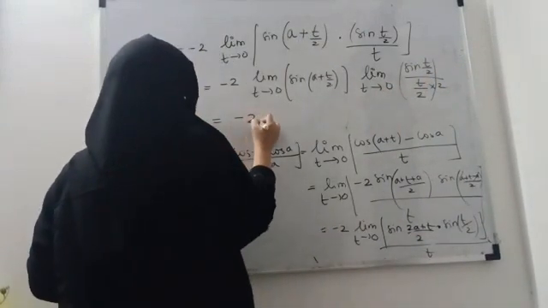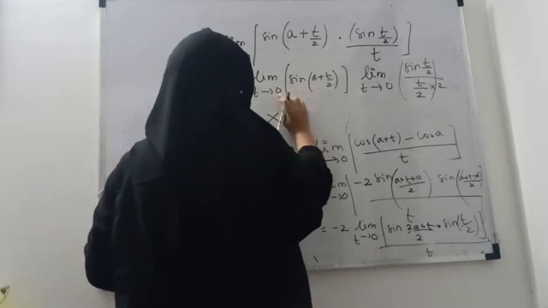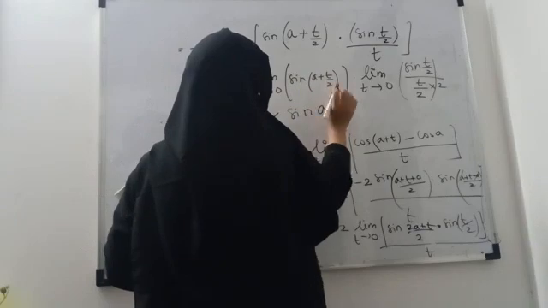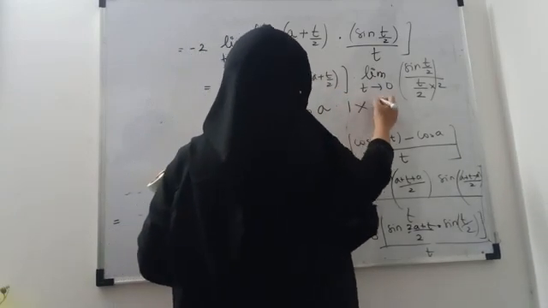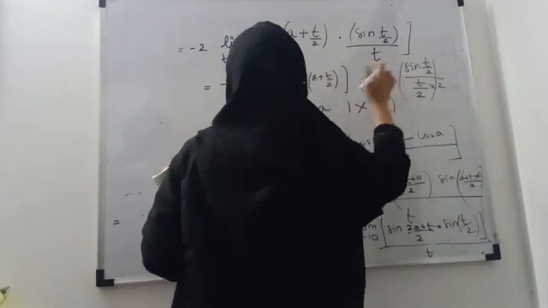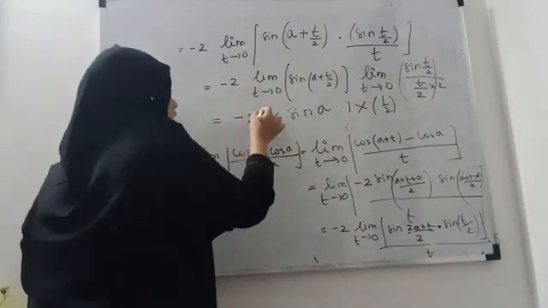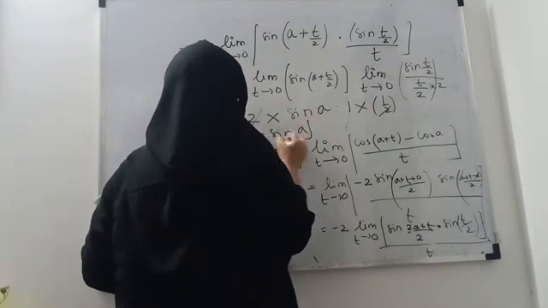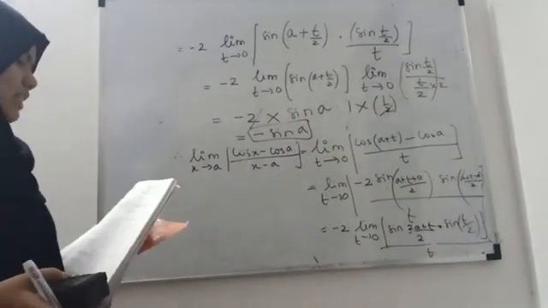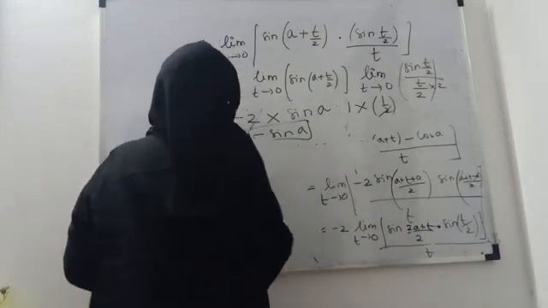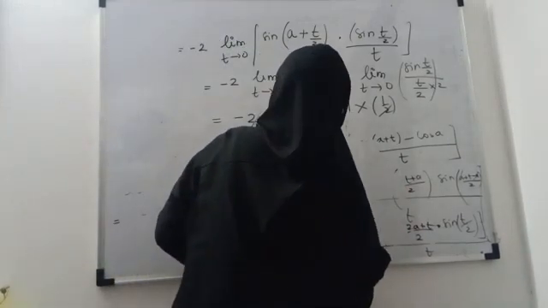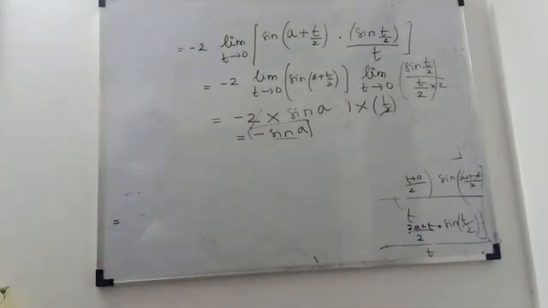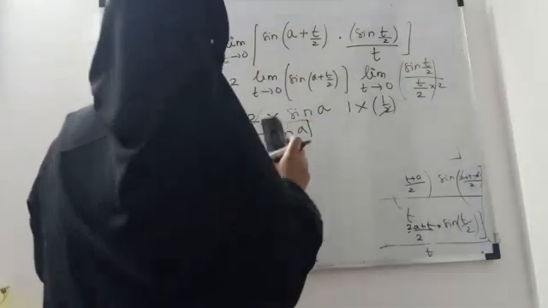So minus 2, if you put 0 here, it will be sin A, right? Plus 0, that is sin A. Here it is 1 into half is also there. The answer for this is 1 and half is also there. Now this 2 and this 2 will get cancelled. So the answer will be minus sin A. This is the final answer, minus sin A. Okay. So this is how we do the method of substitution.